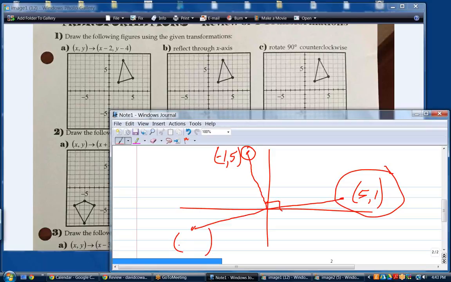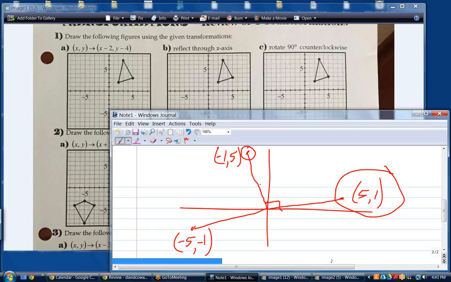-1, -5. Look at the picture. Oh, -5, -1. That's why, see, you can see it whenever you're looking at the picture, right? There's no problem, as long as the numbers are far apart. If my numbers are 4 and 3, it's going to be much harder to tell.